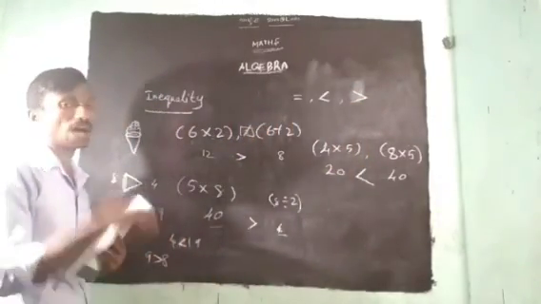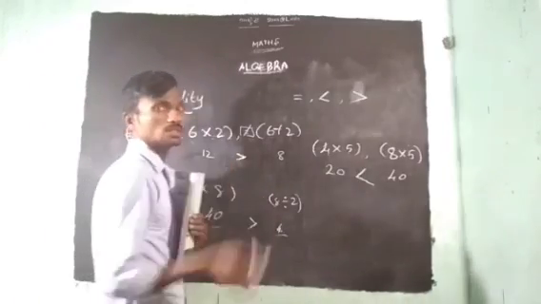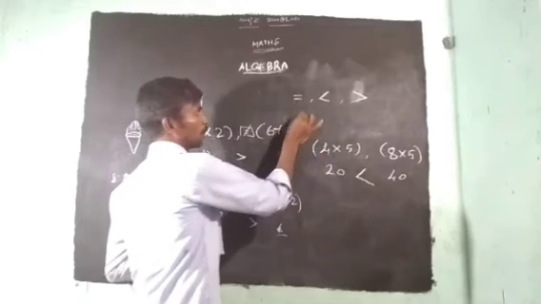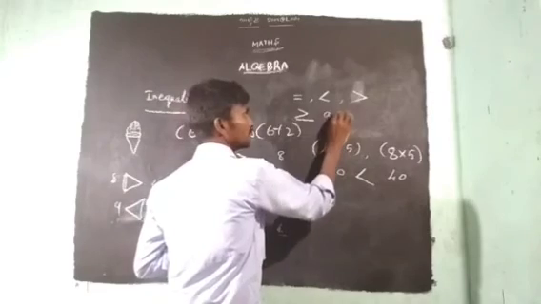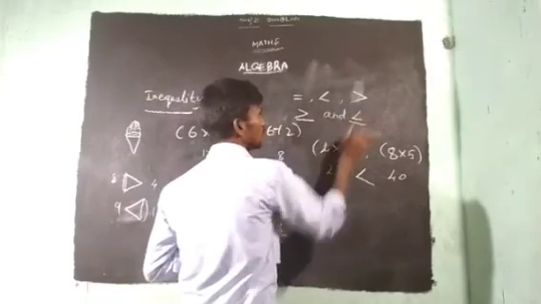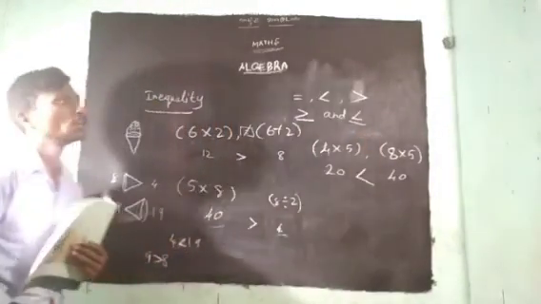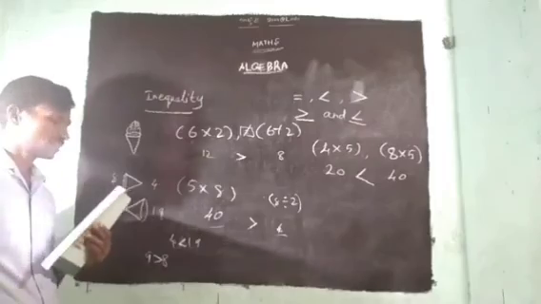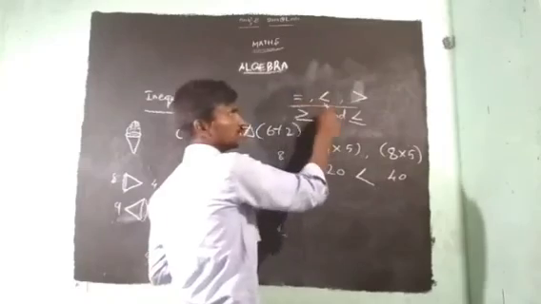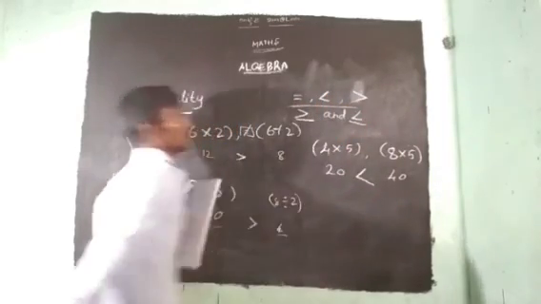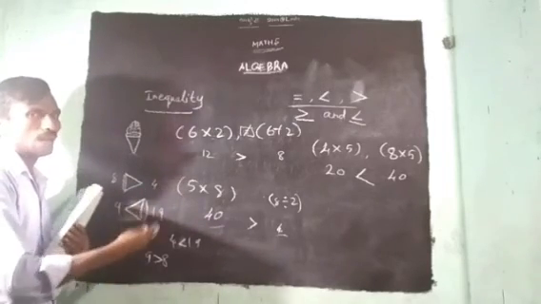Next, in your higher classes, you are going to study more operations like greater than or equal to and less than or equal to. You are going to learn those in your higher classes. Now we are going to see only equal to, less than, greater than. By using these we are going to find the relationship between the two values.